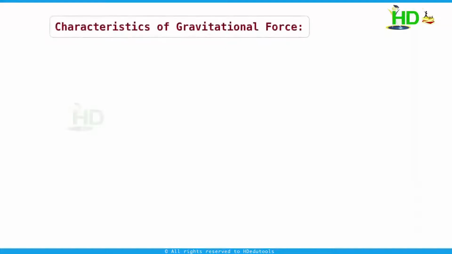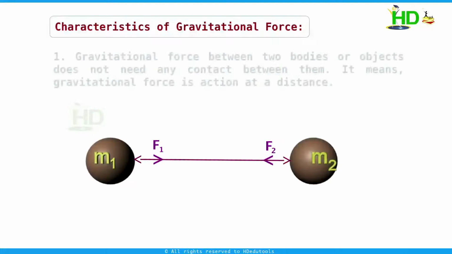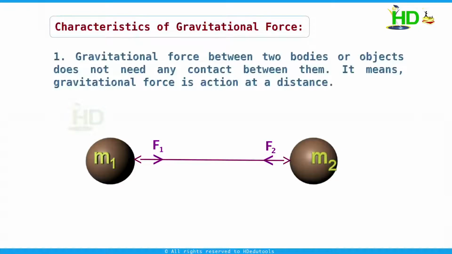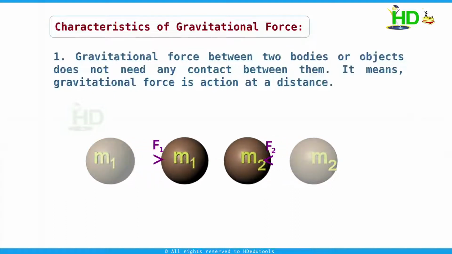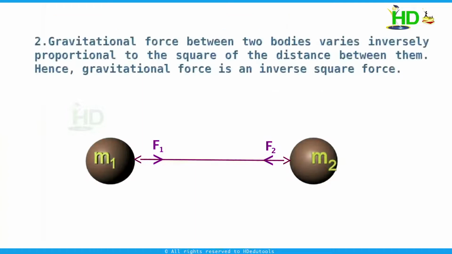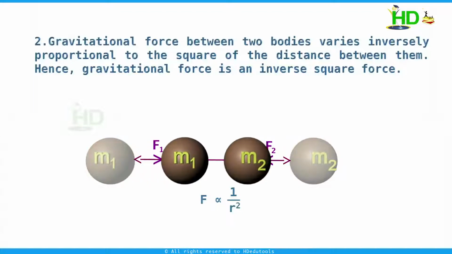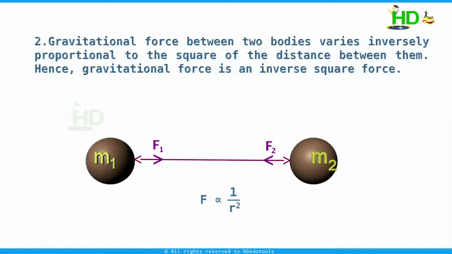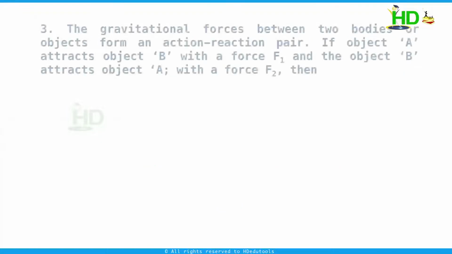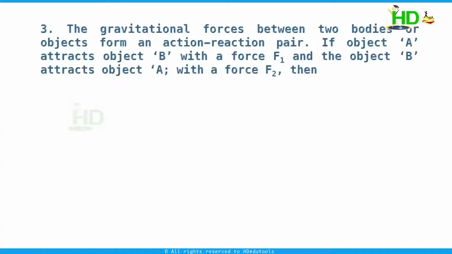The characteristics of gravitational force. The gravitational force between two bodies or objects does not need any contact between them. That means it is an action at a distance. Gravitational force between two bodies varies inversely proportional to the square of the distance between them. Hence, gravitational force follows an inverse square law. And gravitational force between two bodies or objects is an action-reaction pair.